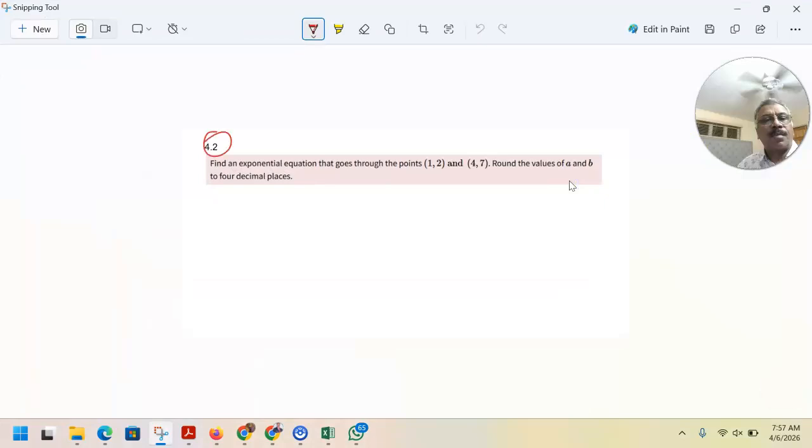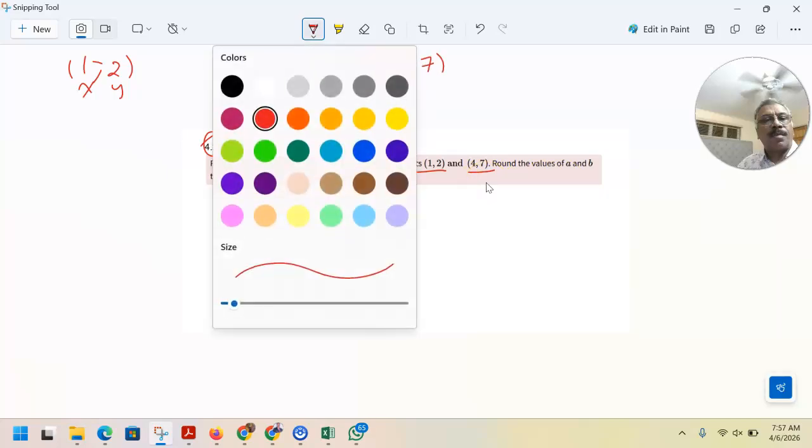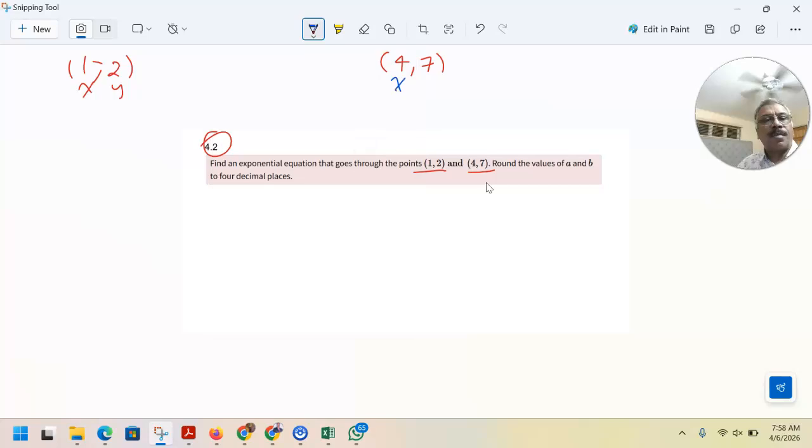So in this example, it says 1 and 2 and 4 and 7. So 1 and 2, so x and y. The second one is 4 and 7. So each time you plug in x, y. So the equation is y equals a b raised to x. So plug in y is 2 equals a times b, and x is 1.